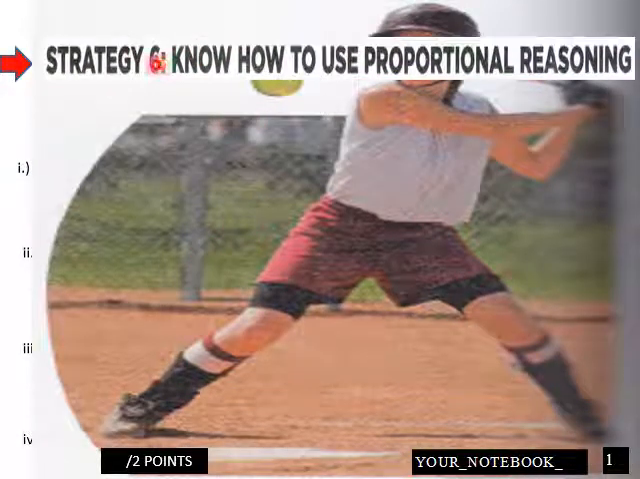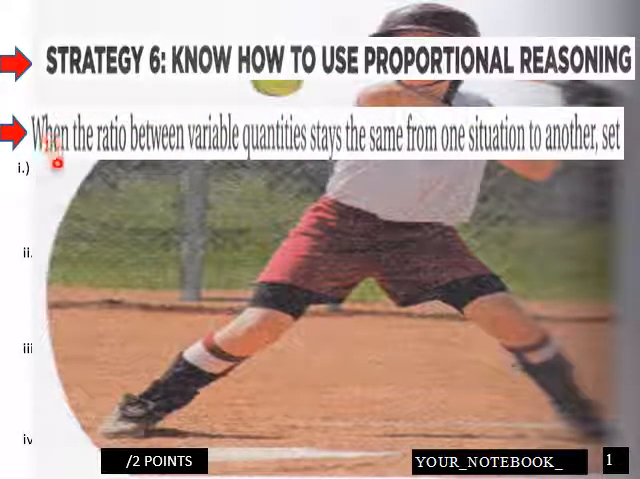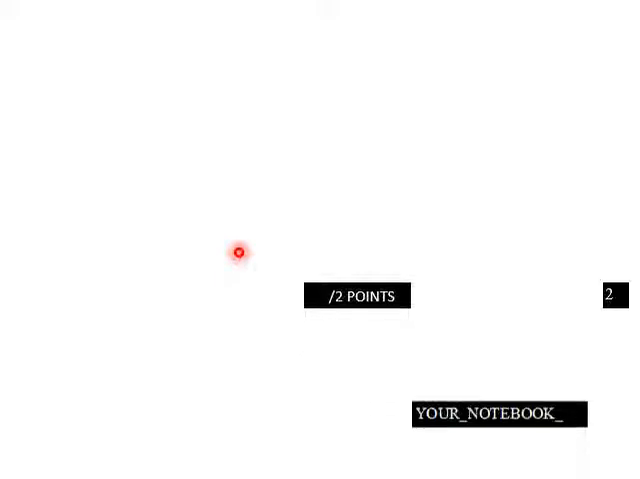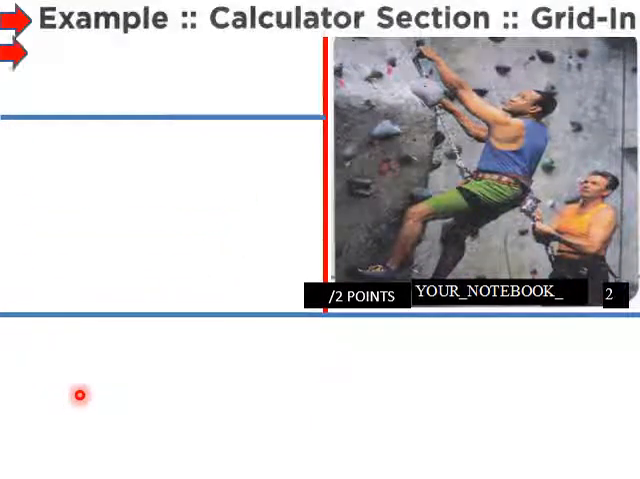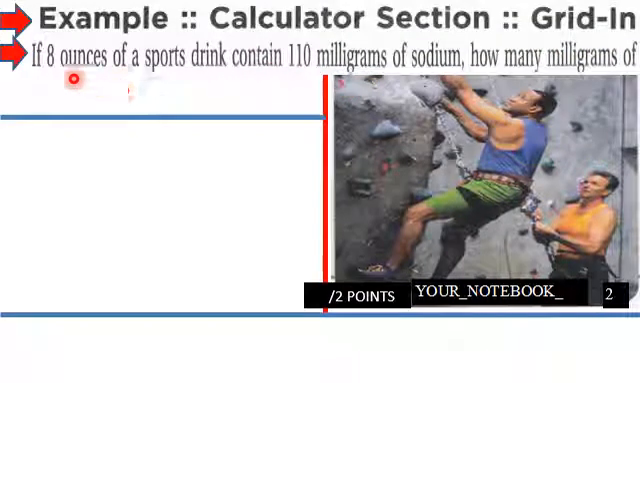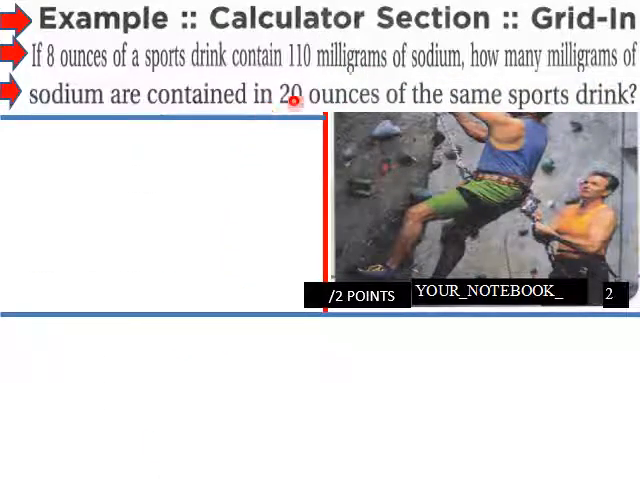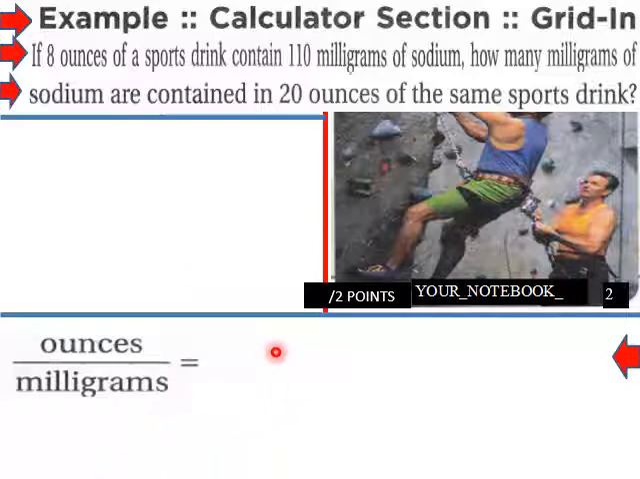Okay, strategy 6. Know how to use proportional reasoning. When the ratio between variable quantities stays the same from one situation to another, set up a function to find the amount that you can count on within that proportion. Calc section, grid in. If 8 ounces of a sports drink contains 110 milligrams of sodium, how many milligrams are contained in 20 ounces of the same sports drink?